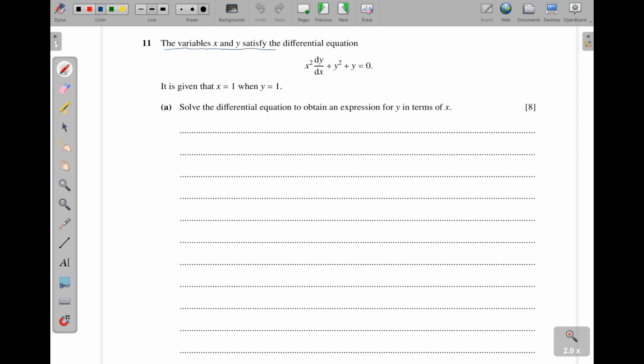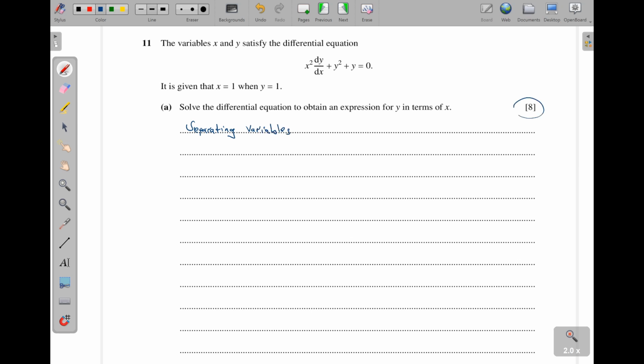Question 11. The variables x and y satisfy the differential equation, this one here. It is given that x is equal to 1 when y is equal to 1. Solve the differential equation to obtain an expression for y in terms of x. So the first thing to do is to separate the variables.